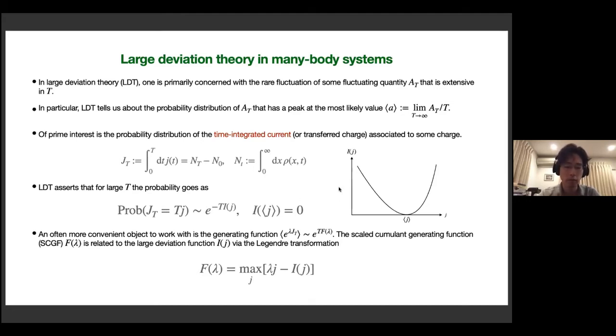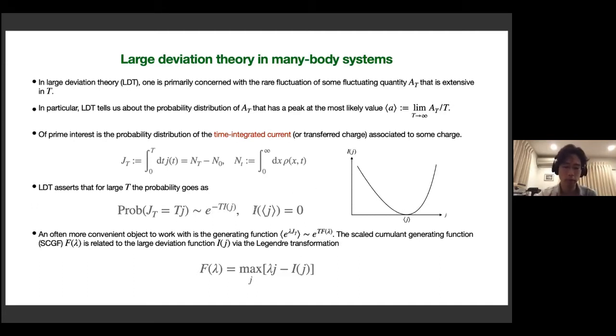And because the probability of observing the average current is most likely, naturally this large deviation function should hit its bottom. I mean, the minimum value of it should be reached when j is taken as its average, when I becomes basically 0.